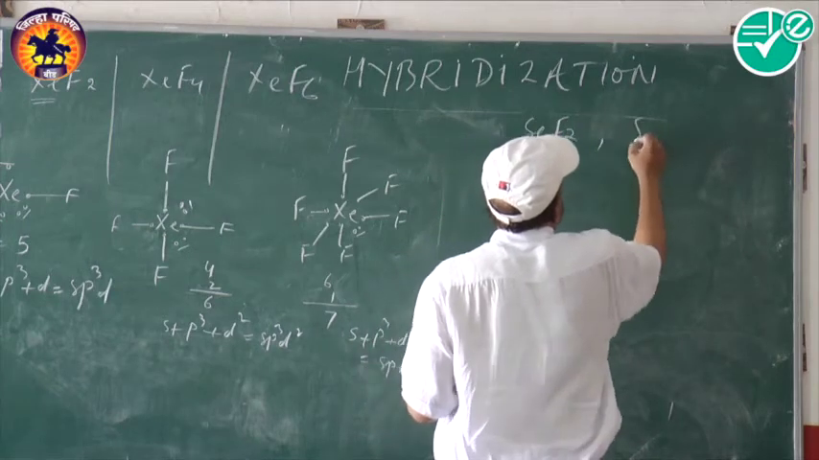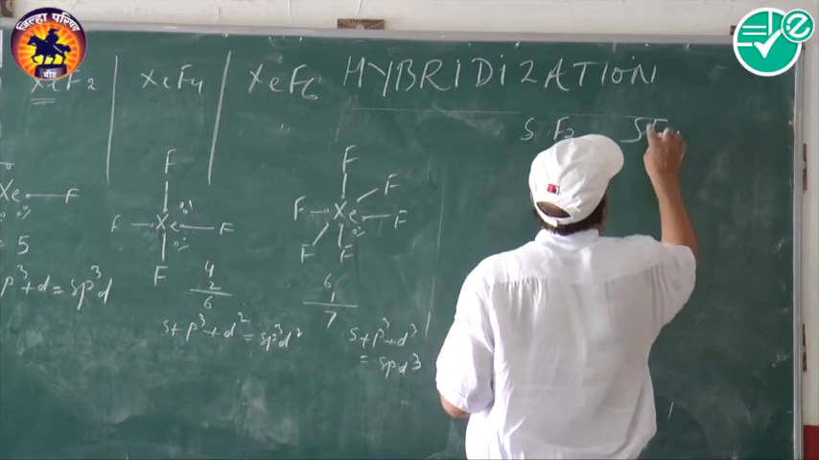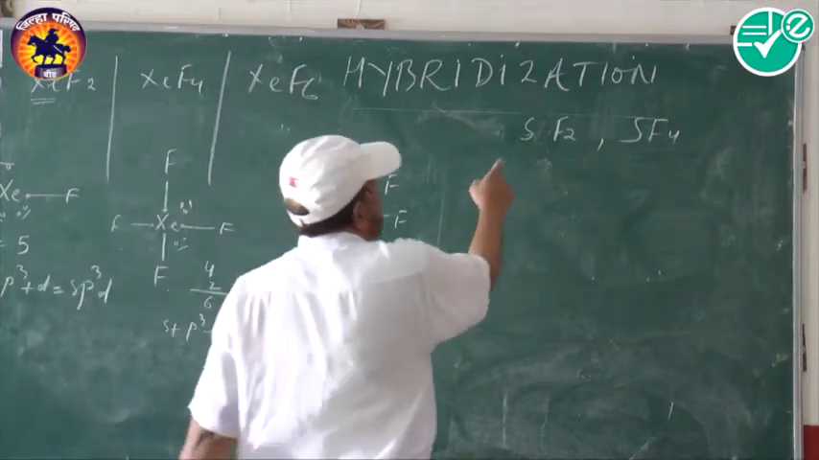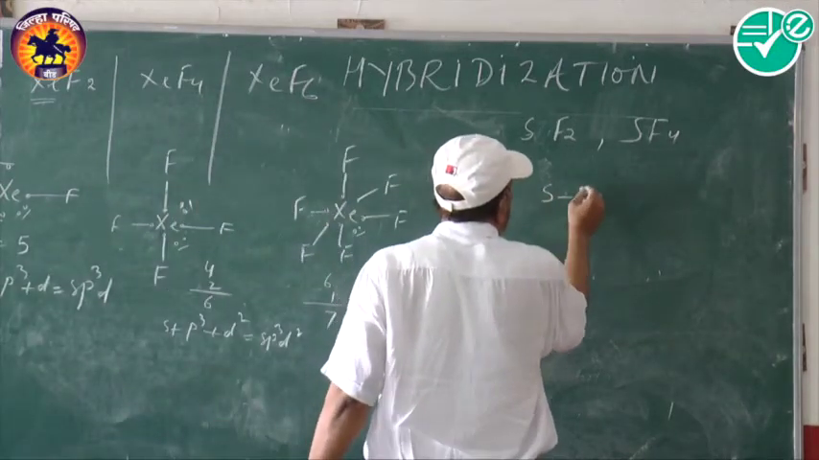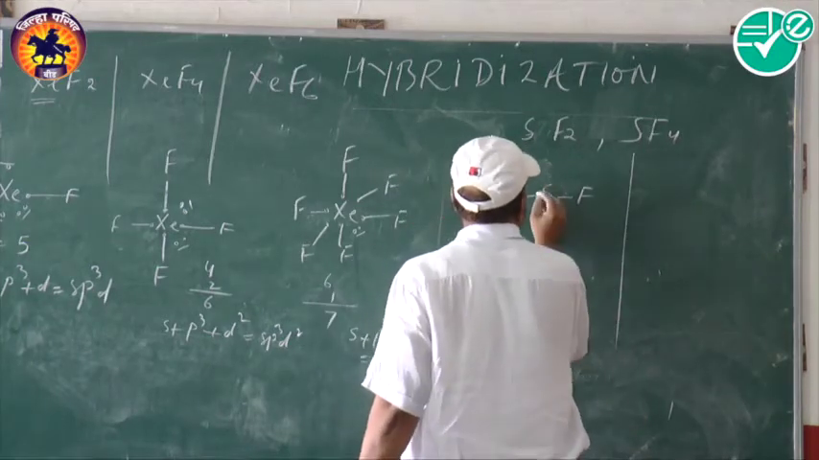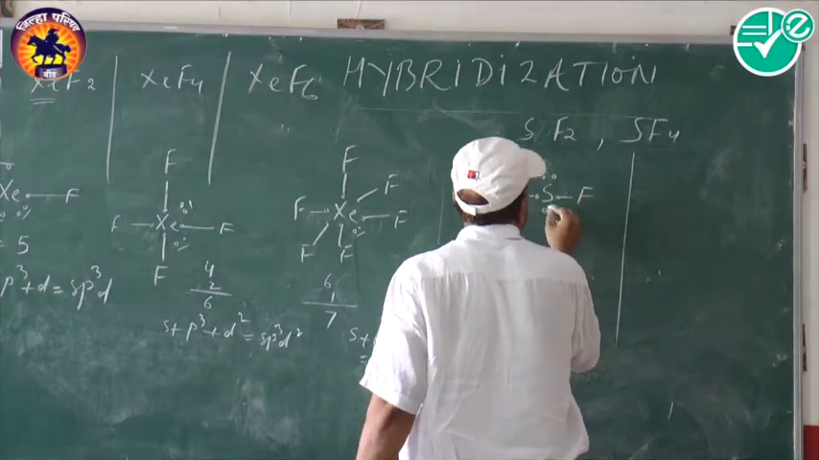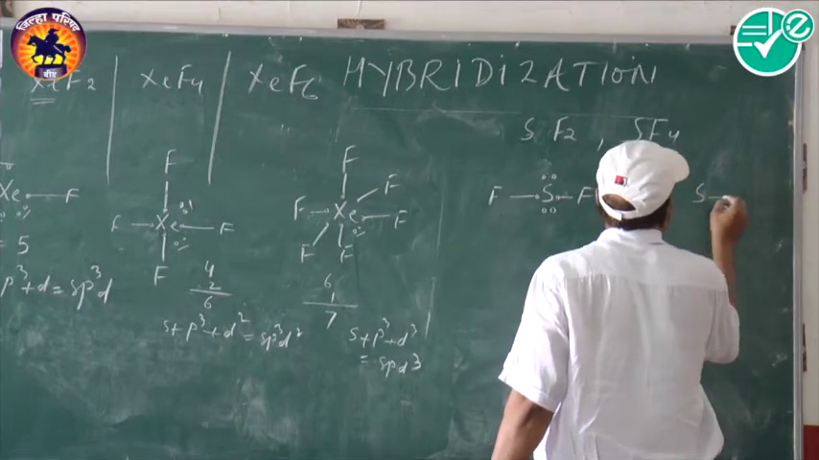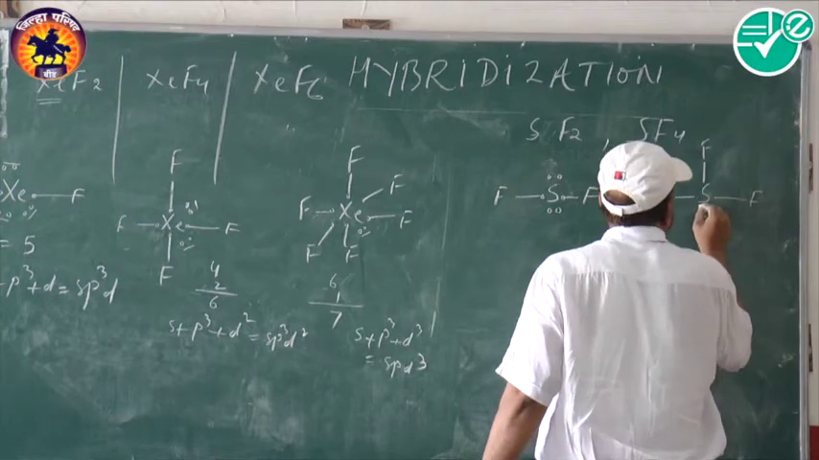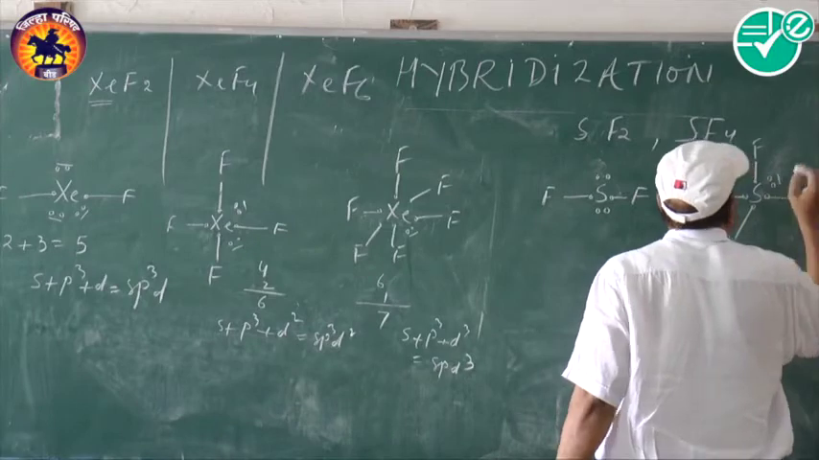SeF2 and SeF4. This is your compound, sulfur fluoride. Sulfur has 2 bonds, belongs to group 6, hence there are 4 more electrons as lone pair. Here sulfur has 4 bonds. 4 electrons are used, hence 2 more electrons as lone pair.